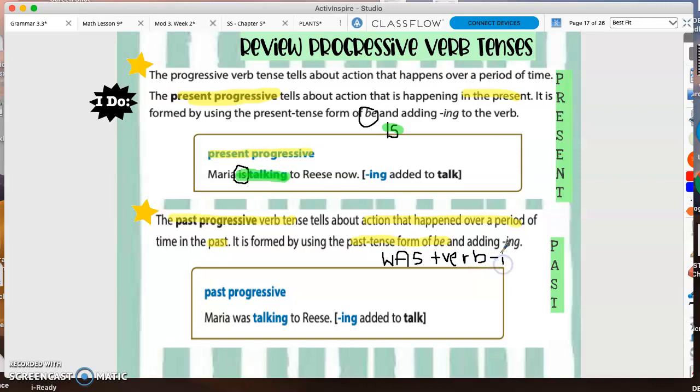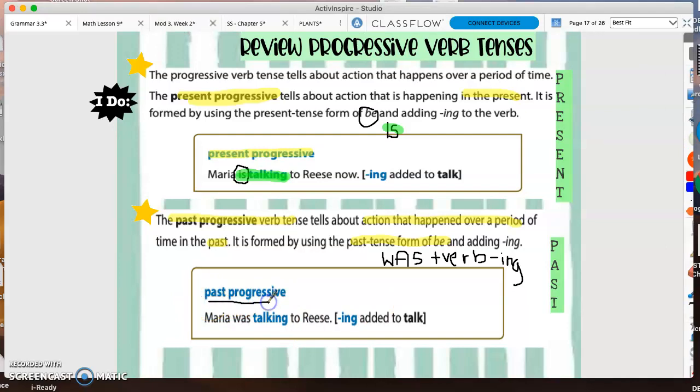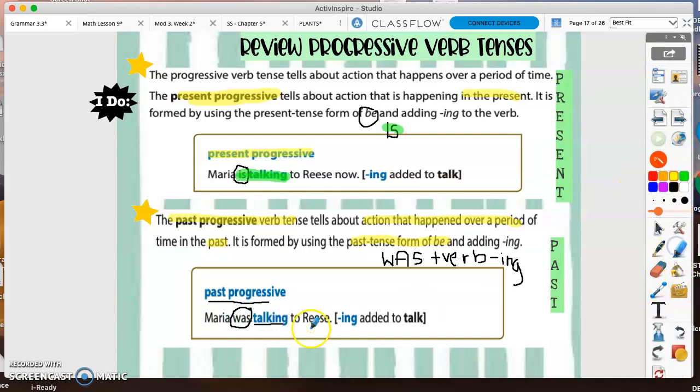So your verb with an added ing. Okay? So let's look at our sentence here with the past progressive. It says Maria was talking to Reese. Okay. Well, here's my clue word, was, because I'm keeping an eye out for that word. And my verb is talking. So the past progressive verb tense in this sentence is was talking.